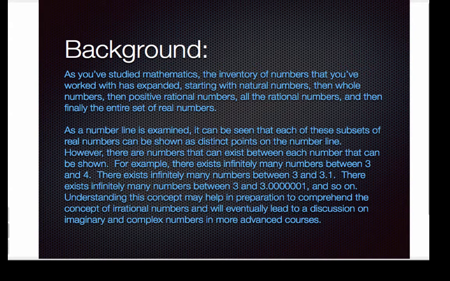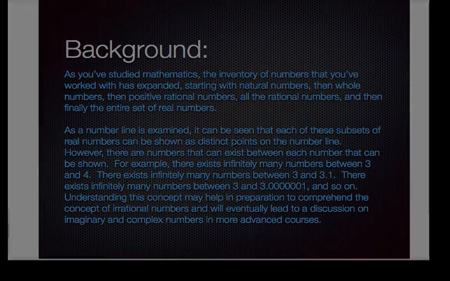3.0000001. Now 3 and 3.0000001 are very close together, but there still exists an infinite amount of numbers between those two numbers. And we could continue on like that forever. Understanding this concept may help in preparation to comprehend the concept of irrational numbers, and will eventually lead to a discussion on imaginary and complex numbers in more advanced courses. This also gives you a preview of a concept in calculus.